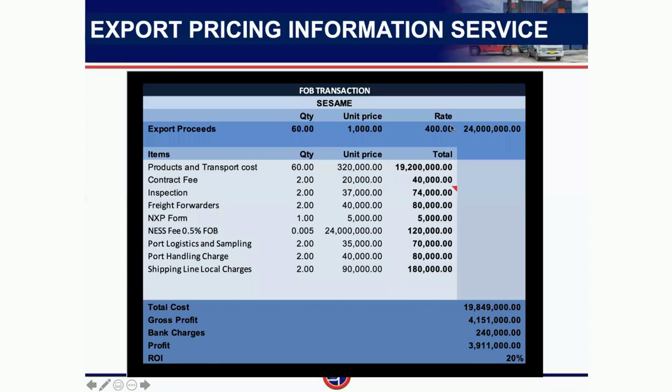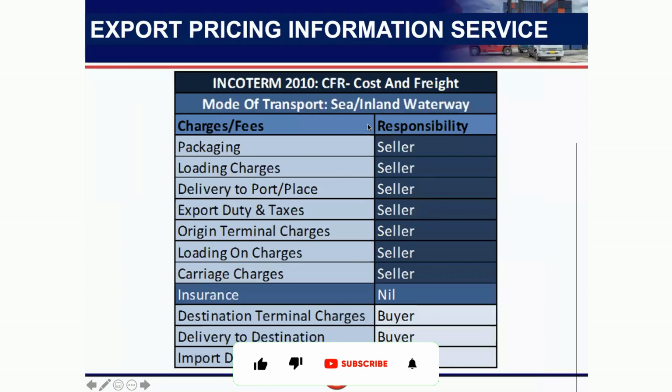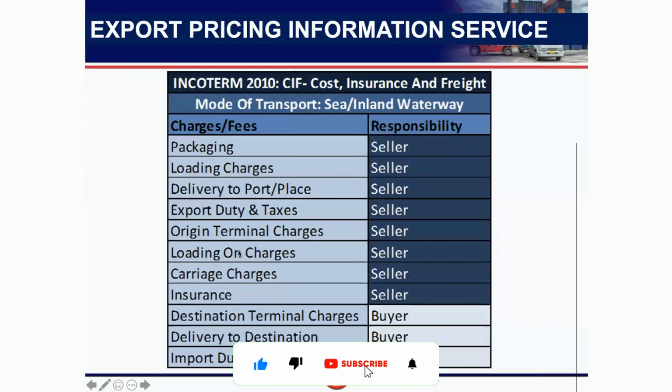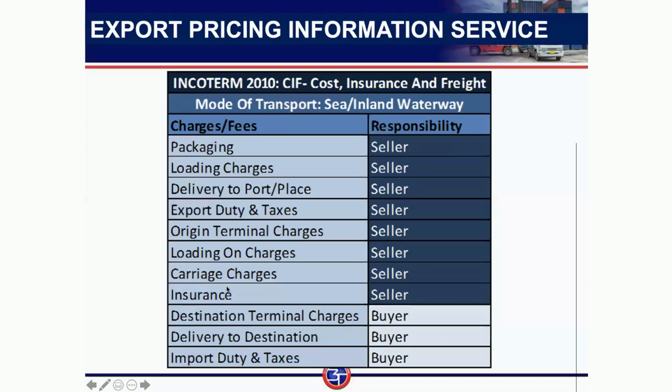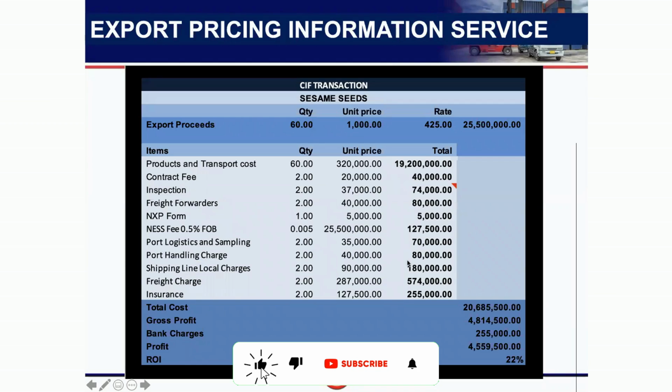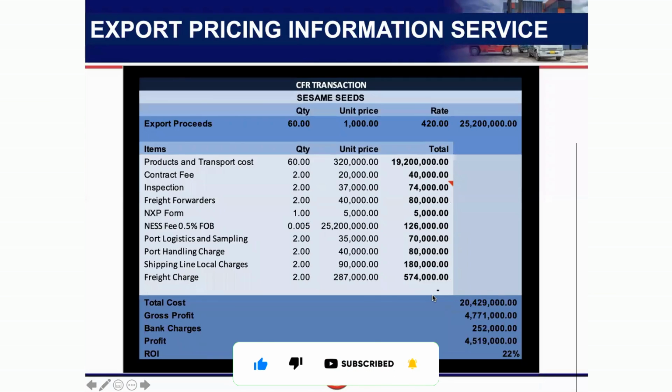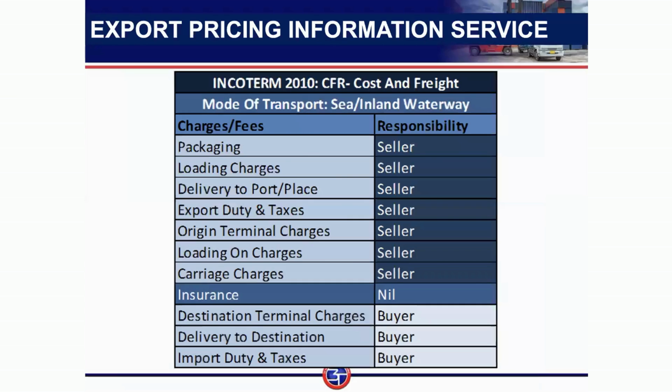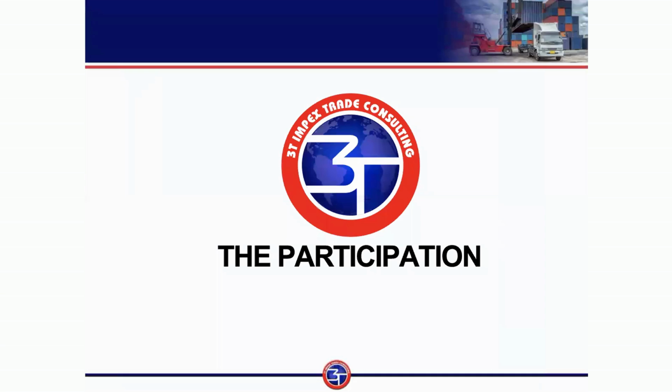But if you look at this FOB price, you notice it's 1,000. You see this CFR freight charge, then insurance. Look at the insurance. You notice cost of carriage and insurance borne by the seller, and the buyer bears the other cost. And you can see the shipping line charge for FOB, freight charge, and then insurance cost. And you can see the way the price is changing from 400 to 420 to 425.